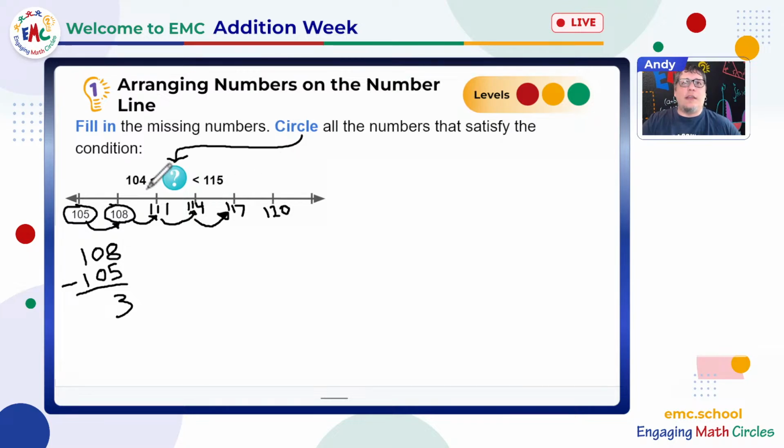So for this example, we now have what we're looking for on the number line. We just have to figure out which of the numbers we put on the number line I need to circle are between 104 and 115. If you circled 111 and 114, you are correct. Great job.